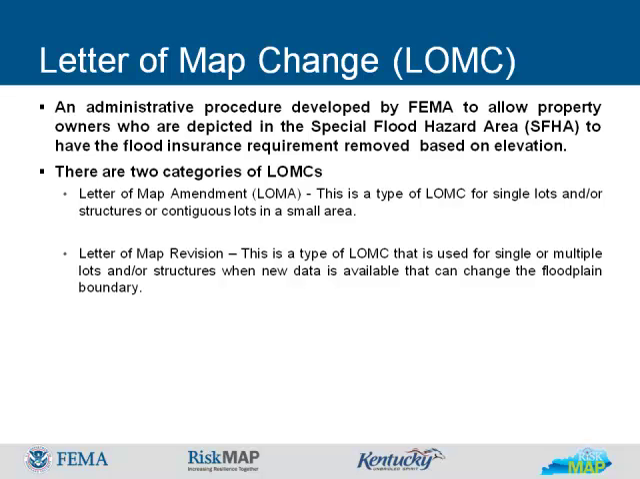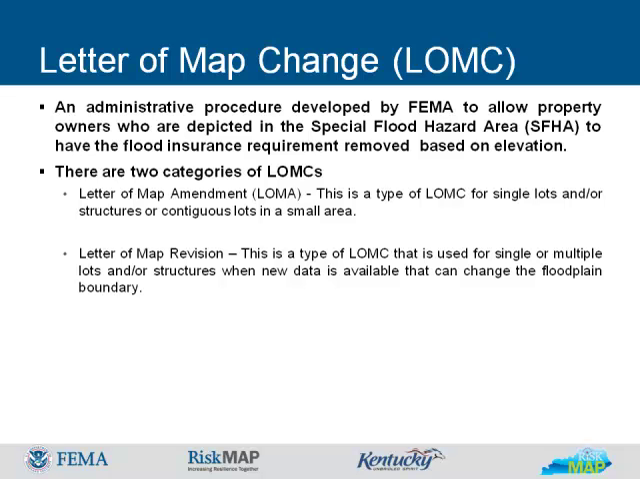A conditional letter of map revision based on fill, or CLOMR-F, is FEMA's indication on a proposed project that would, upon construction, raise the lots above the base flood by the placement of fill and, if built as proposed, would be recognized by FEMA. A fee is charged for the review and processing of CLOMR-F requests. If a LOMA or LOMR is issued, the federal flood insurance requirement is eliminated as a condition of federal or federally backed financing. It's important to note that the mortgage lender retains the ability to require flood insurance to provide financing, regardless of the location of the structure.